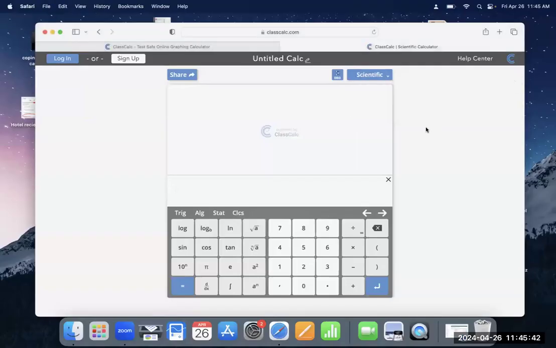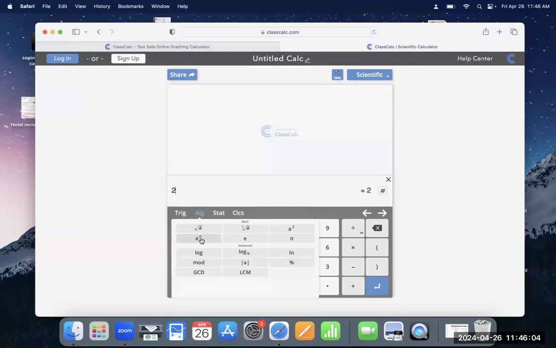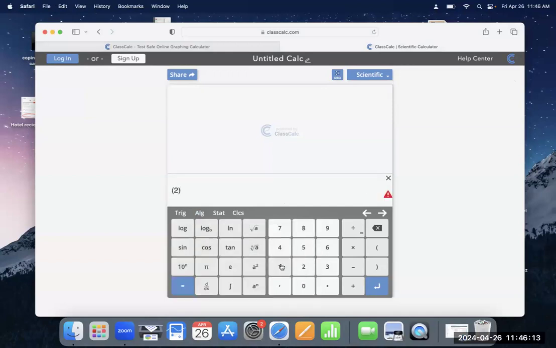Okay, so this is our class calc. You can go into the modules page in our classroom, click on the start here, and then click on calculator, and this will bring you to this class calc. The way we'll do this is you enter in the number 2, and then we go to algebra, ALG, and then it has this A to the N. On some calculators, you see X to the Y power right here. You click on that, and then we can put in the number 17. And then it automatically gives us the answer, 131,072. So now we can write down that answer.